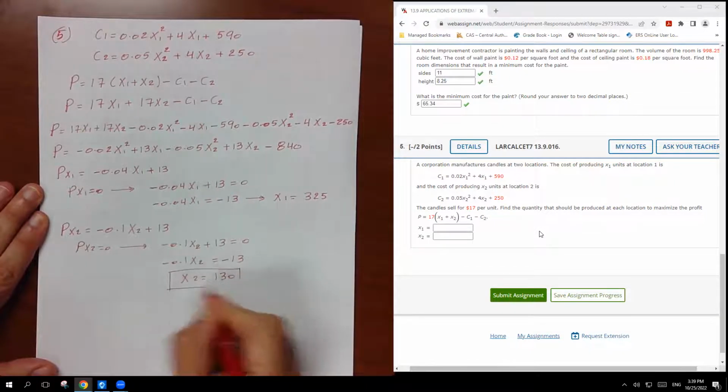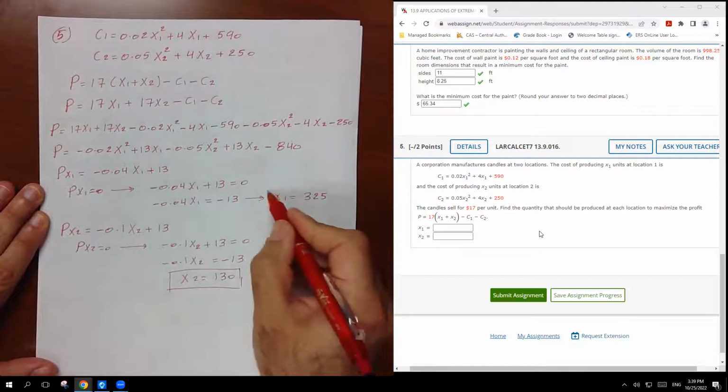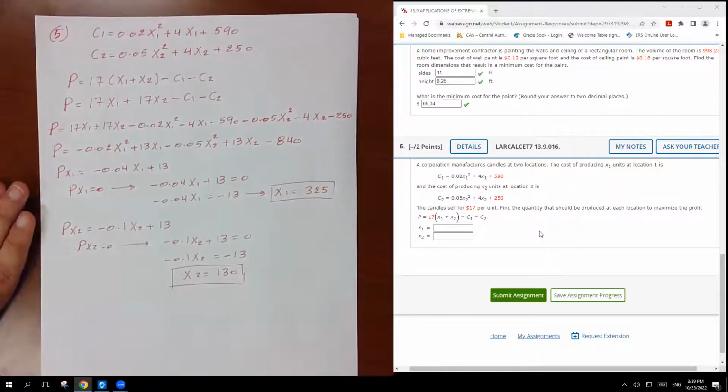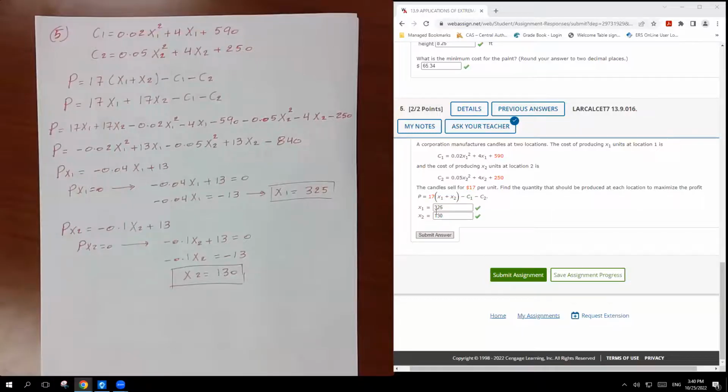So that's how many candles to get the maximum profit. So x1 is going to be 325 at the first location, and here is going to be 130. Here we go, we got it right. That's it for this section, section 13.9.